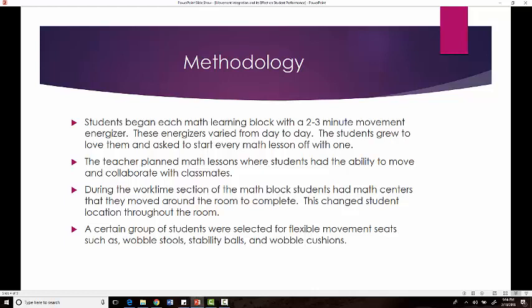Students had the choice to participate or not participate, but if they chose not to participate in the particular event, I still had them stand up and either just kind of march in place or do arm circles.